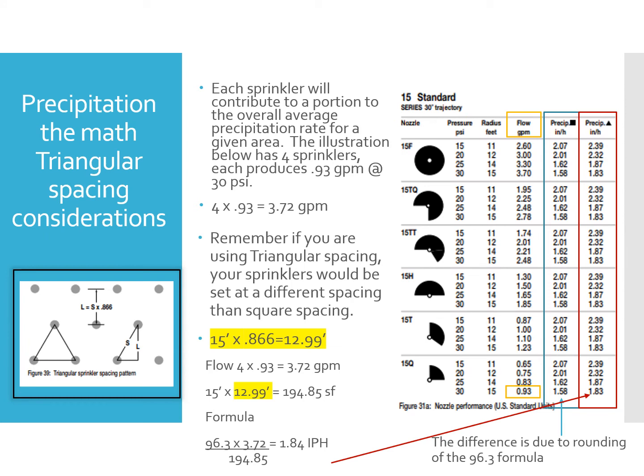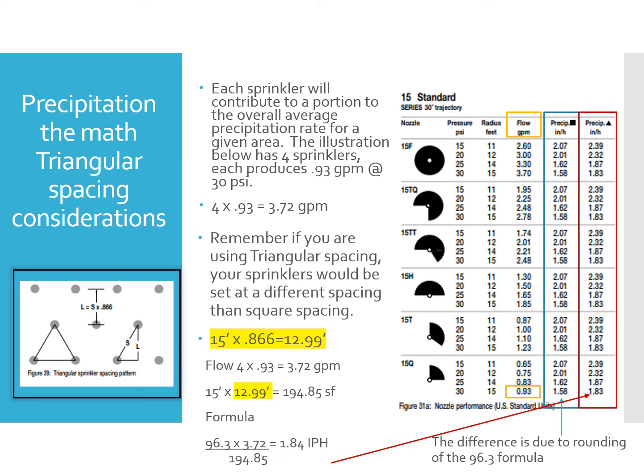Okay, so now remember when we were doing triangular spacing that there was a little bit more math involved if you were going to figure out how far apart your laterals should be. So same chart, only on the right-hand side here, you see that its precipitation rate for a triangular does not have the same answer as square. Well, that's because it's fewer square feet being covered for that same flow.